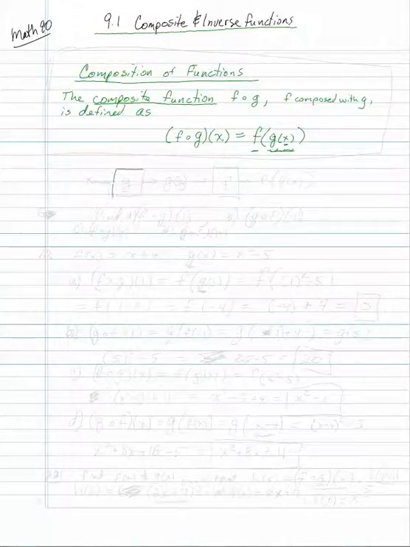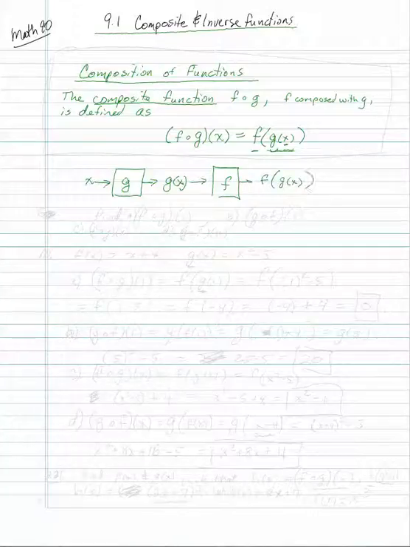So basically, we can think of it this way. If we work inside out, g is this box, we plug in x, it spits out a y value, g of x, and then you take that number, plug it into the f function, and it's going to spit out f of g of x. Okay, so that's the composite function.